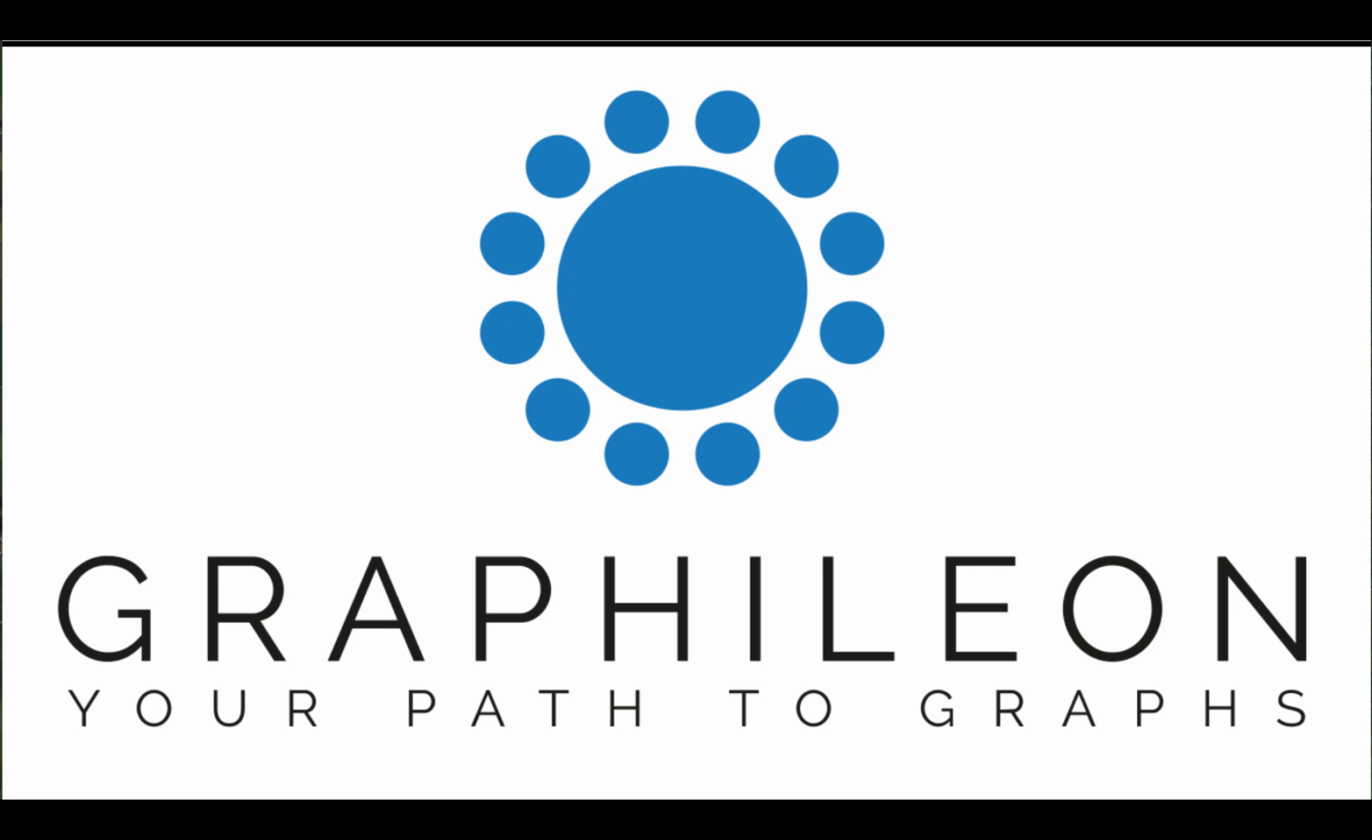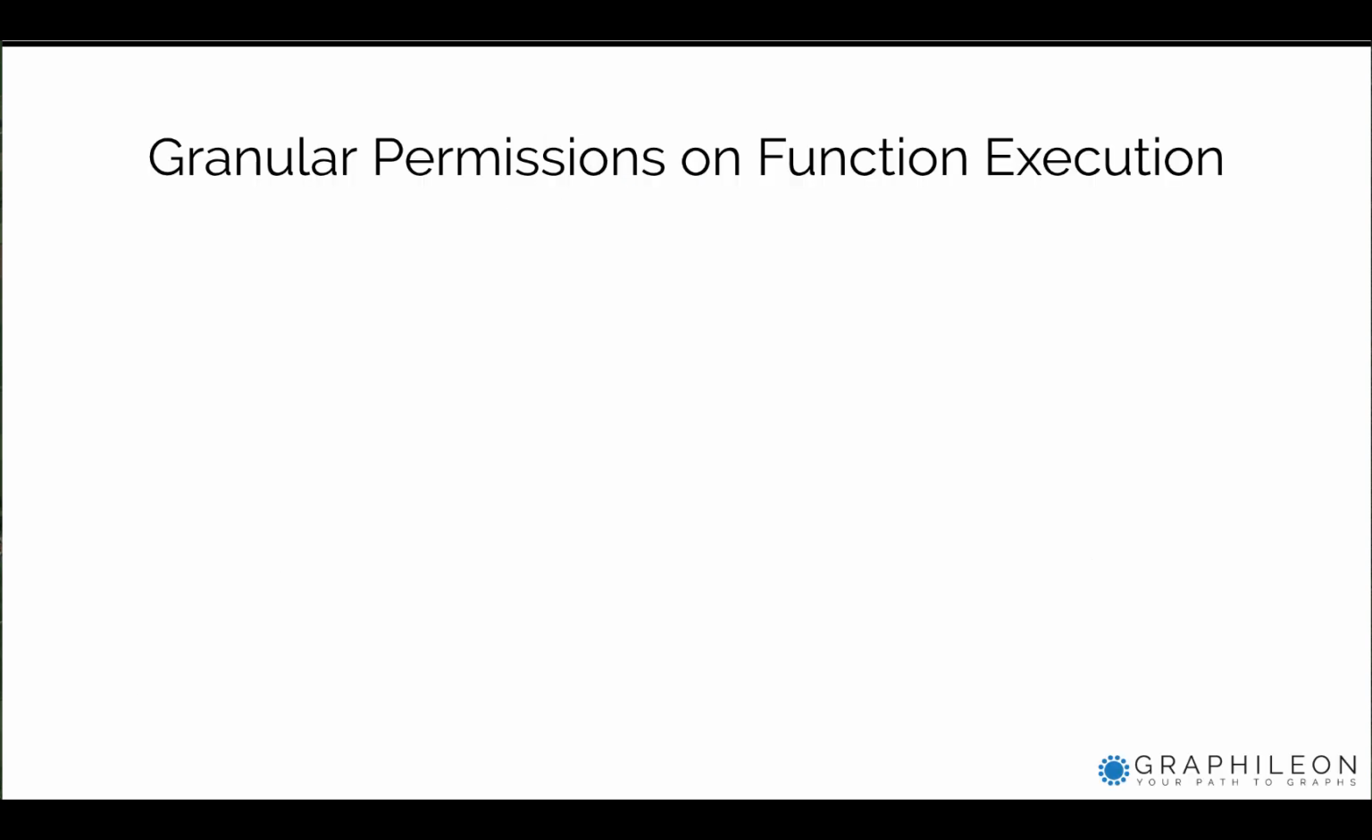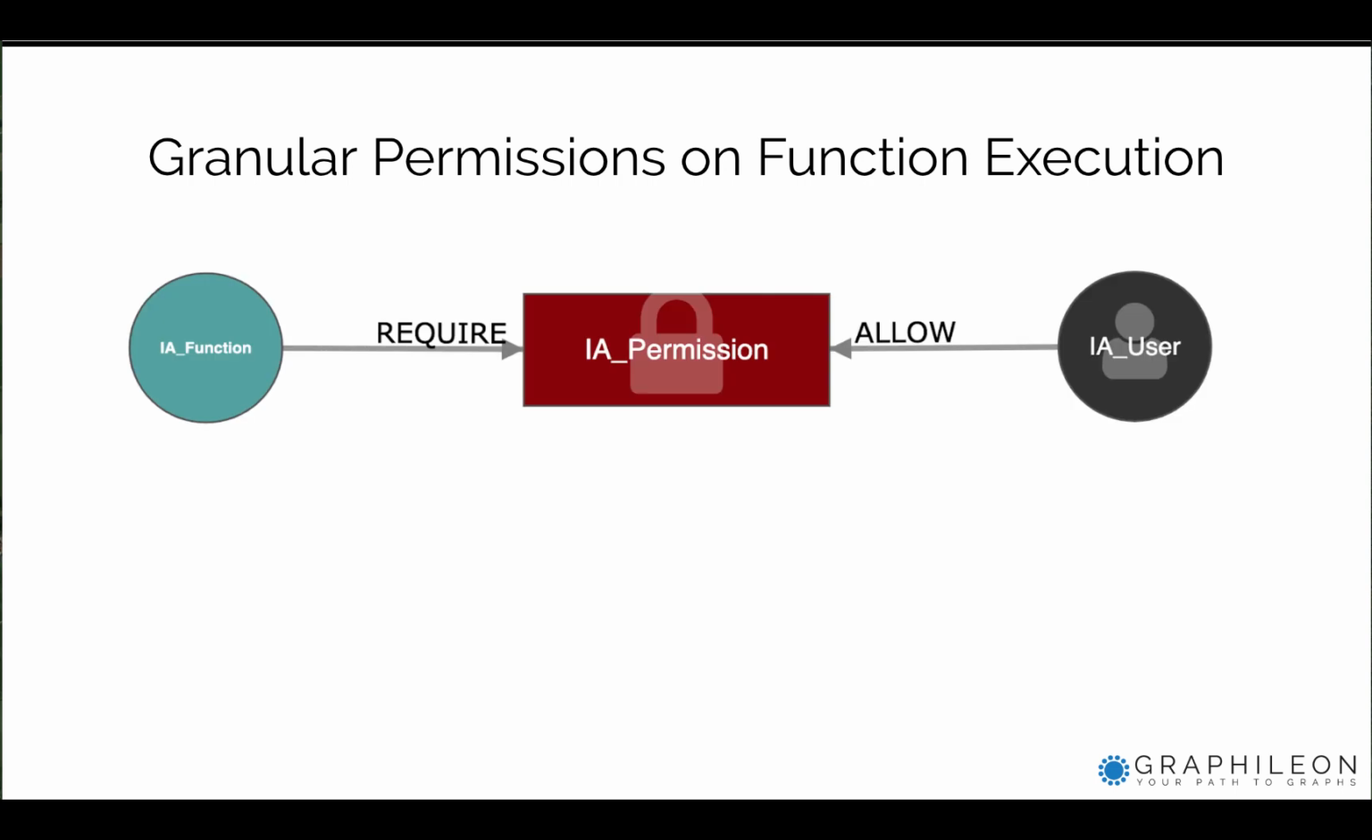Today I will talk to you about granular permissions on function execution. This is a feature that we will soon release, and it allows you to have complete control over who and under which circumstances Graphileon functions are executed. On the left there is an IA function, and before Graphileon executes the function, it checks whether the required permissions are in place. Permissions, that's the rectangular node in the middle, are linked to users or teams through allow relationships.